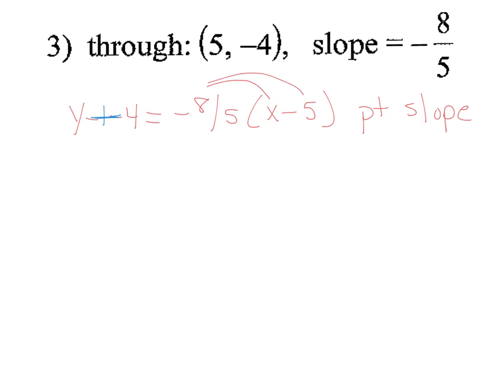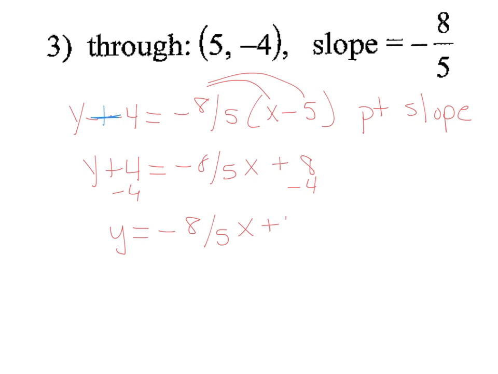So we start with distributing. So y plus 4 equals -8/5 x. A negative times a negative will become a plus, and then the 5's in this case will cancel out, so I have a plus 8. Now we're going to subtract the 4 off to the other side, so we're going to subtract 4 over to here. So I get y equals -8/5 x plus 4. So that's slope intercept.